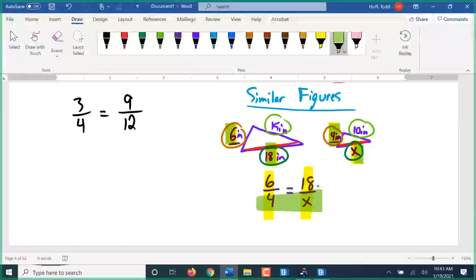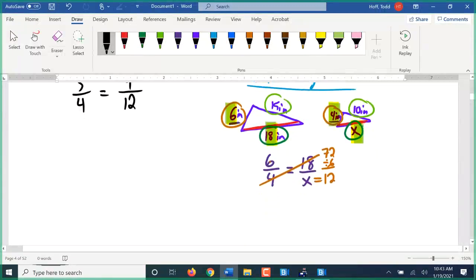I cross multiply and divide here. I go the other way. 4 times 18 is 72. 6 is diagonal with the missing number, so I divide by 6, I get 12. X equals 12.